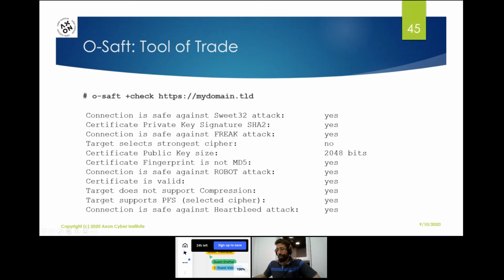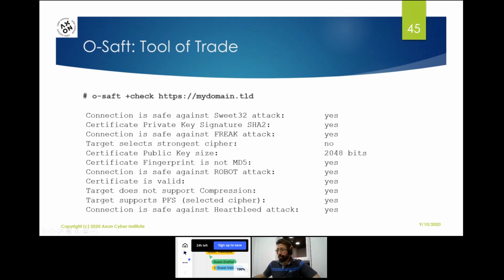Target selects strongest cipher. No, this is not something very good. So it does not select the strongest cipher. It selects one that's a little bit weaker, but it's also strong. So two strong ciphers, one is stronger than the other. It does not select the strongest. It selects a strong, but not the strongest.